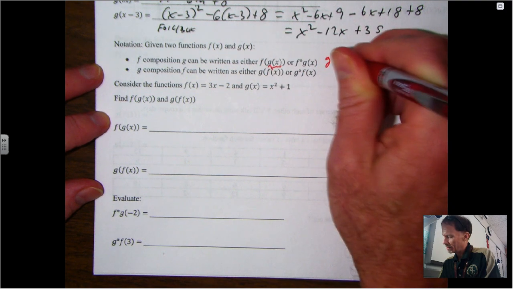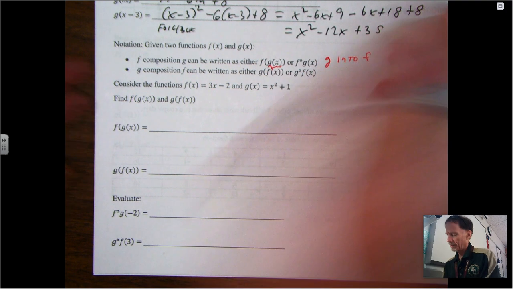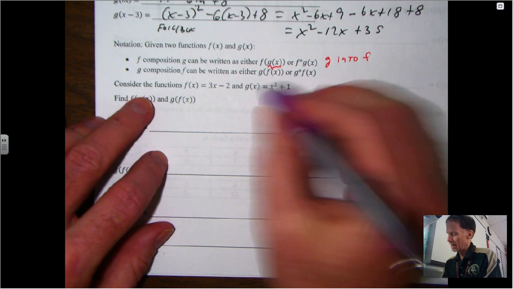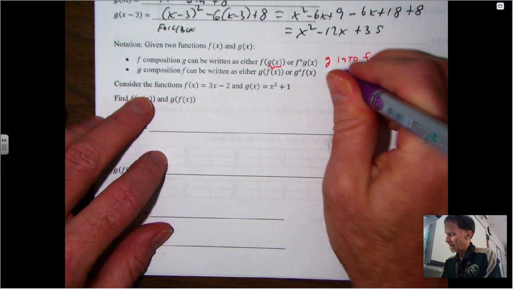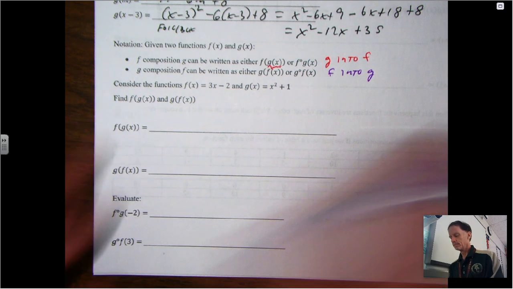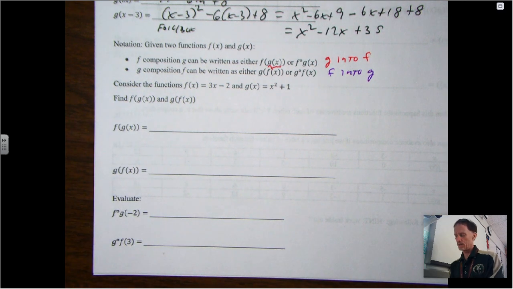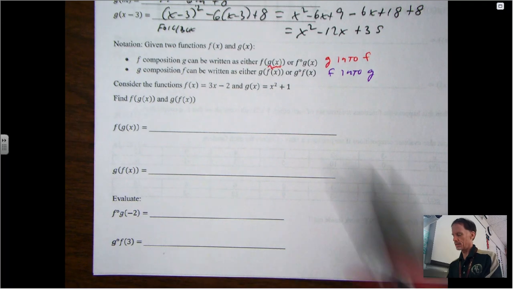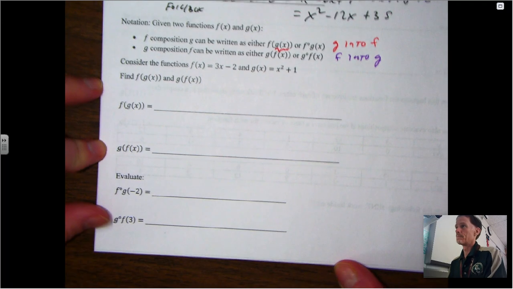So it's going to be g into f. And then on the bottom one, the g at f of x, that's going to mean f into g. Okay, so it's always working inside out. Okay, so let's see how a couple of these things work.